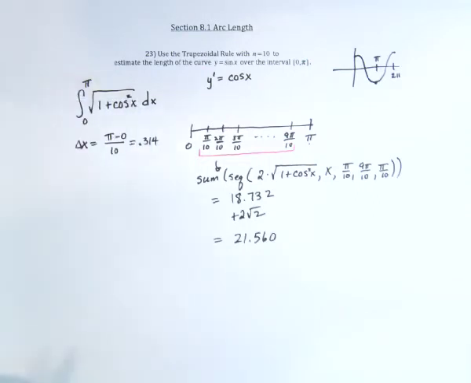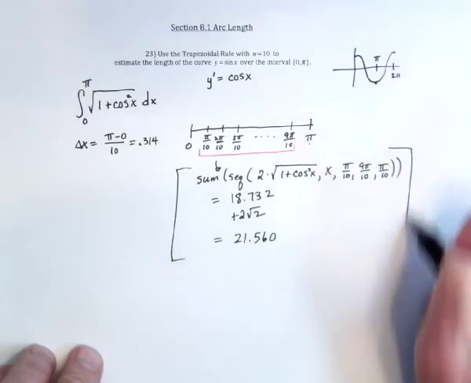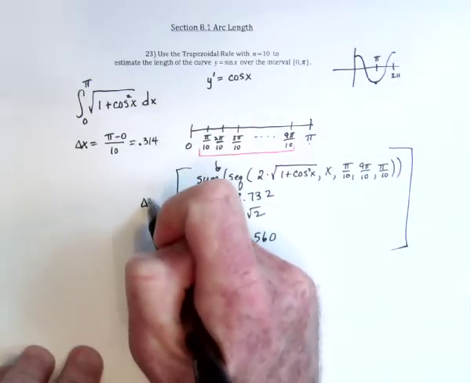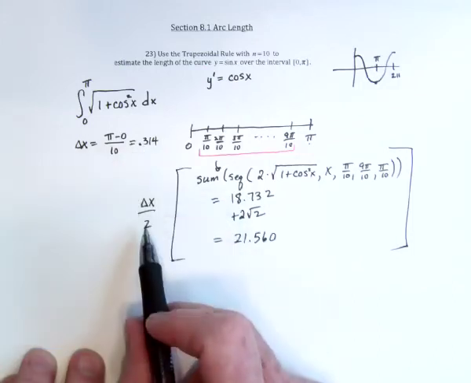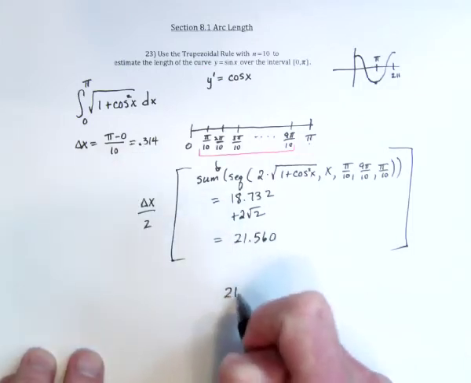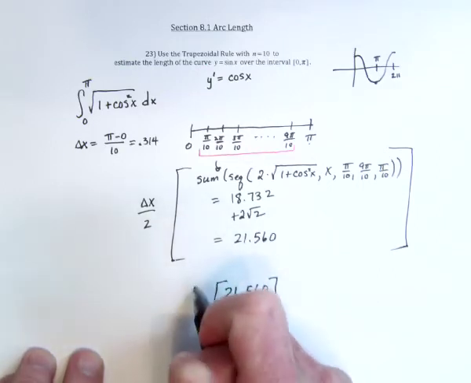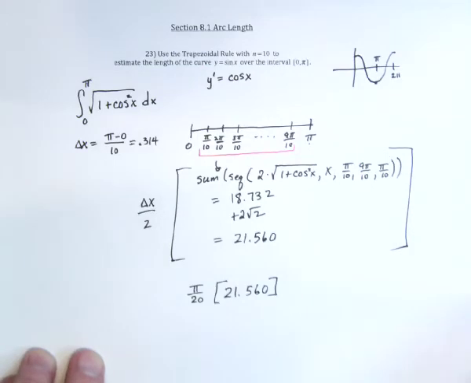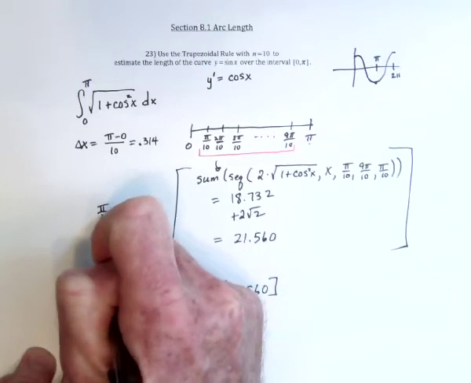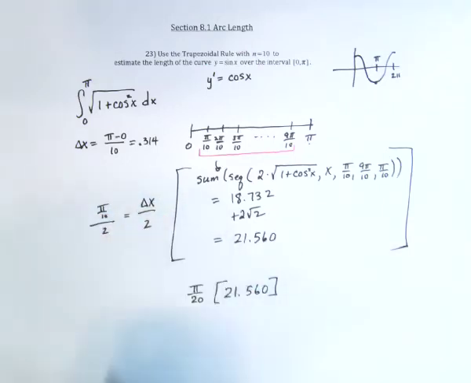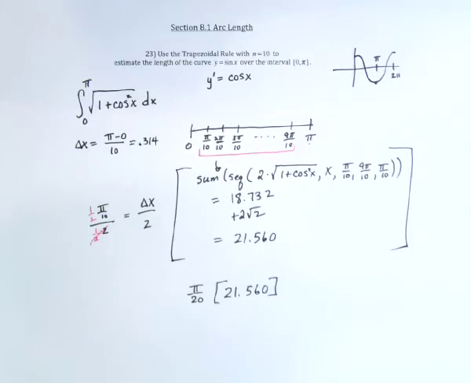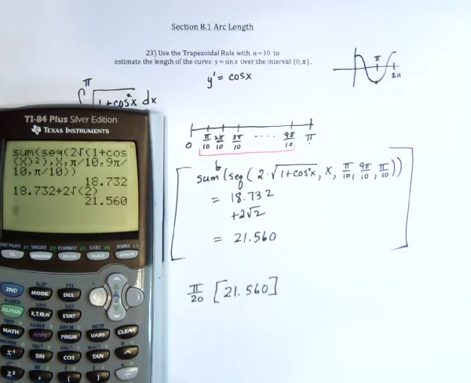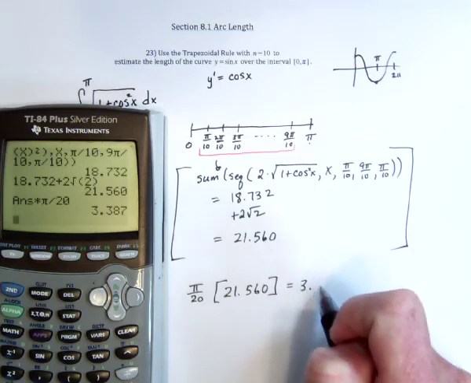The only thing that's missing is at the very beginning of all of this, we're supposed to have delta x divided by 2. So we need the delta x, which is pi over 10, divided by 2, which actually means pi over 20. So I've got a 21.56 that I need to multiply by pi over 20. Right? Because if this is pi over 10 and you divide that by 2, then to simplify you would need to multiply by a half so that these can cancel, and that's pi over 20. So finally we need the 21.56 multiplied by pi and divided by 20. And we get an arc length of 3.387.